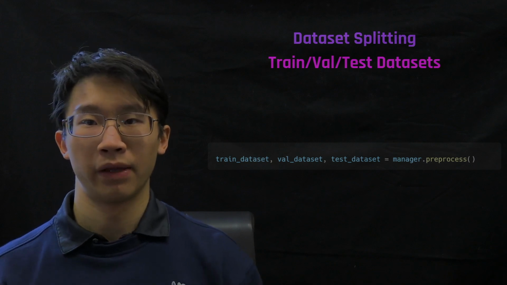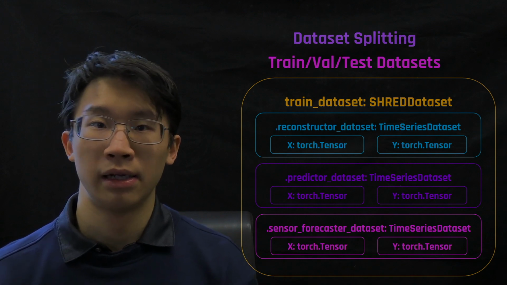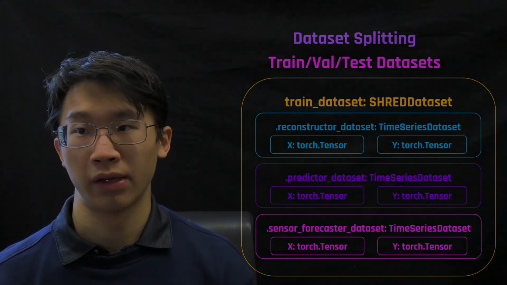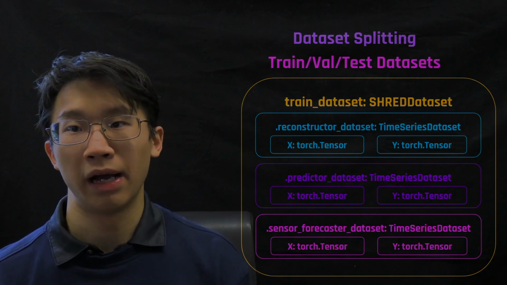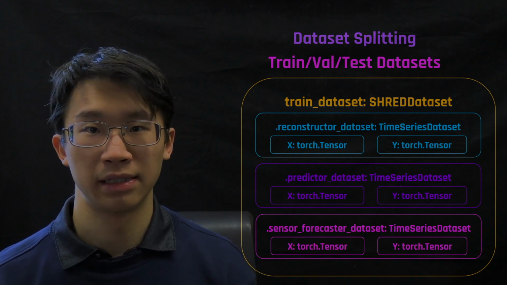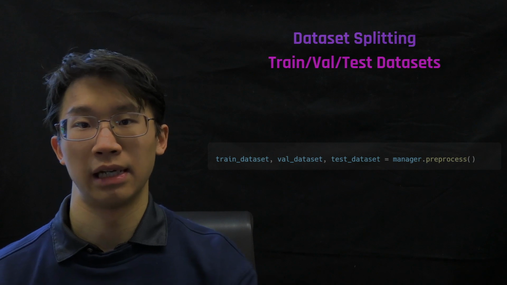Next up, we have dataset splitting. Here, we're splitting the dataset into train, validation, and test. The code is a one-liner, so we have the train, validation, test dataset equal to manager.preprocess. Here's an overview of what a single train dataset would look like. The type is SHRED dataset, and inside the train dataset, we will have one and up to three time series datasets. So we have the reconstructor dataset, predictor dataset, and sensor forecaster dataset. However many you have here depends on what mode you selected earlier when you configured the SHRED data manager. In each time series dataset, you have your typical X and Y, where X is the input data that goes into SHRED, and Y is the output. And yeah, so there is the train validation test split.